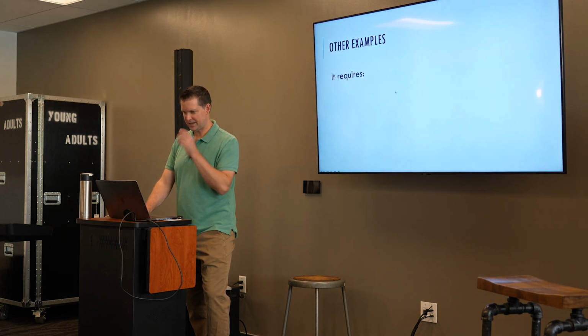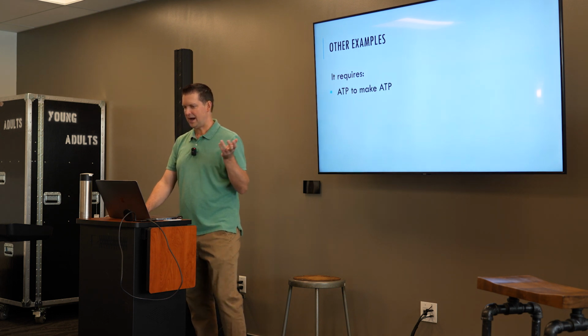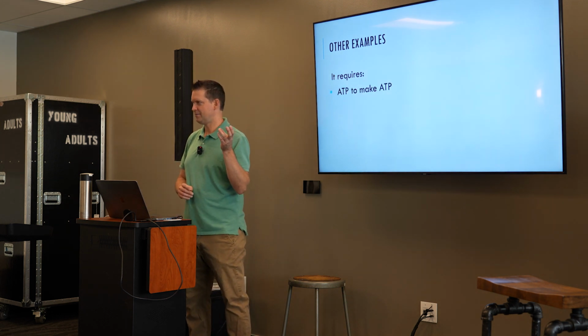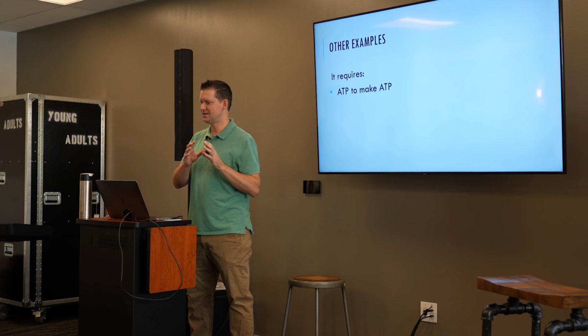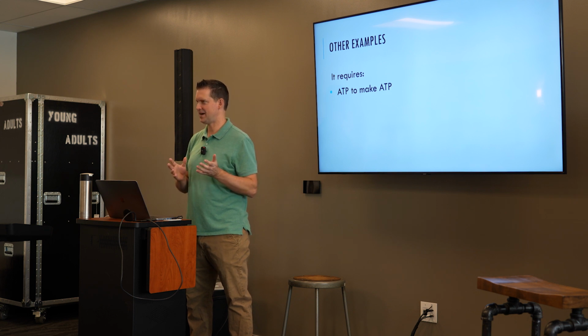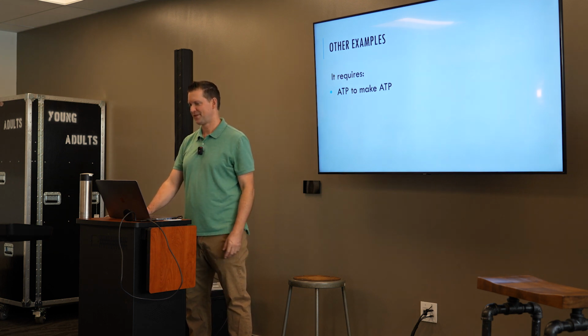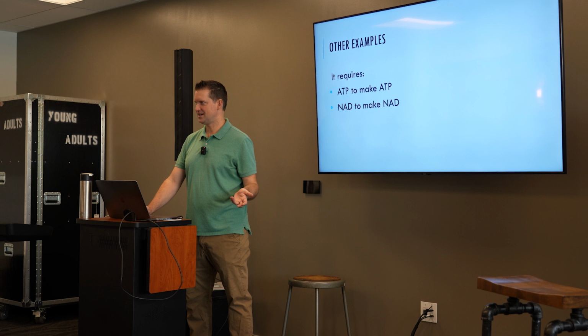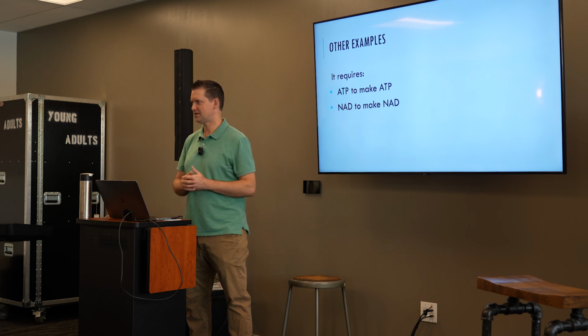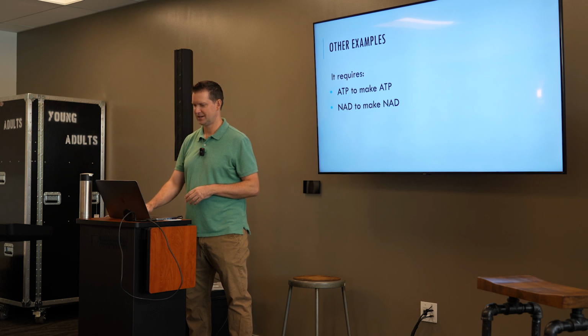So let's look at a few other examples and then have a discussion. I'm not going to show you the whole pathway, but the steps needed to make adenosine triphosphate require 6 ATP just to make one ATP. Nicotinamide adenine dinucleotide is an important cofactor in several enzymes. It takes NAD plus to make NAD plus.